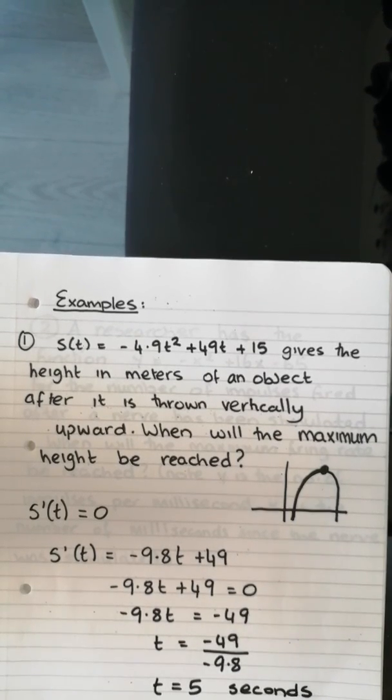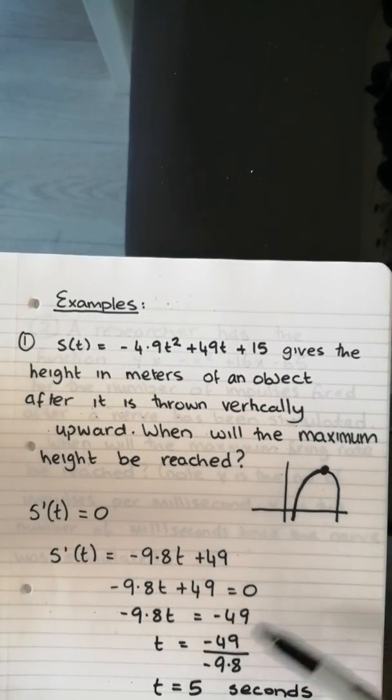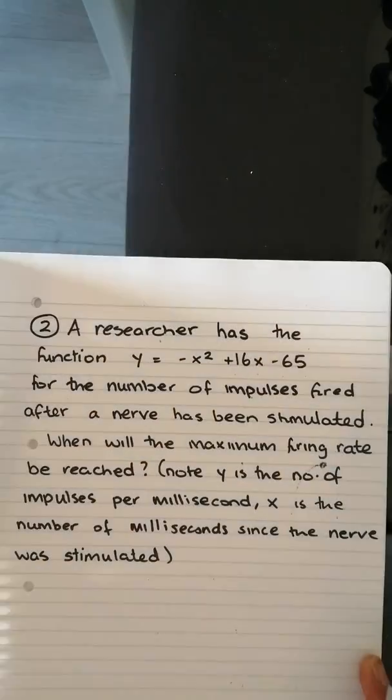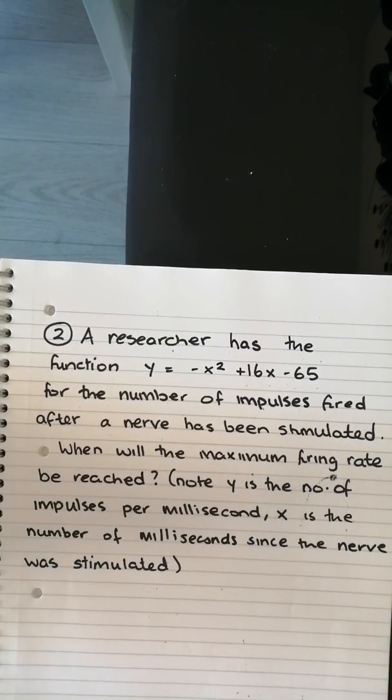Let's look at another example that's similar to your journal question. It'll be fairly similar to this, with the same sort of ideology behind it, the same method and so on. The next example: a researcher has the function y equals minus x squared plus 16x minus 65 for the number of impulses fired after a nerve has been stimulated. When will the maximum firing rate be reached? Note that y is the number of impulses per millisecond and x is the number of milliseconds since the nerve was stimulated.